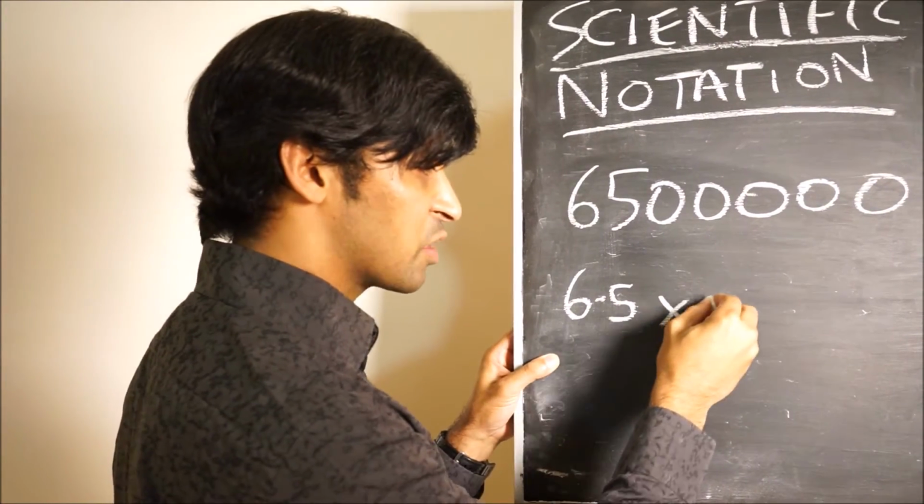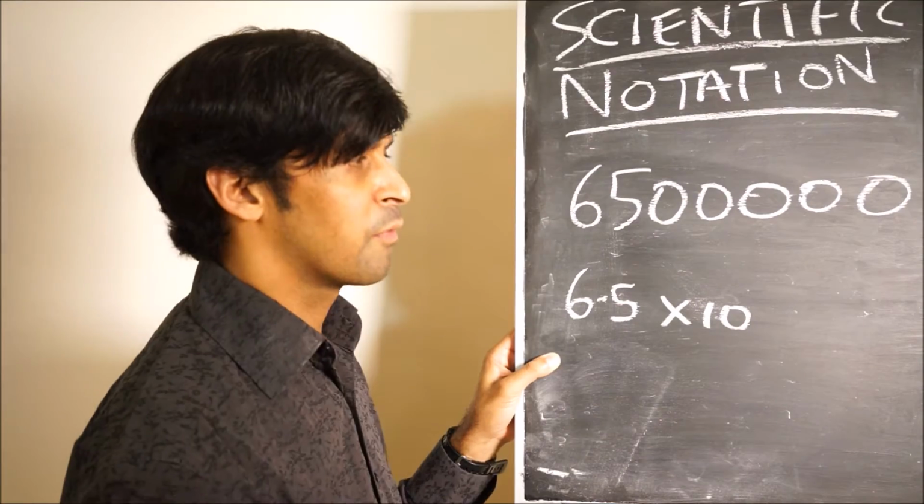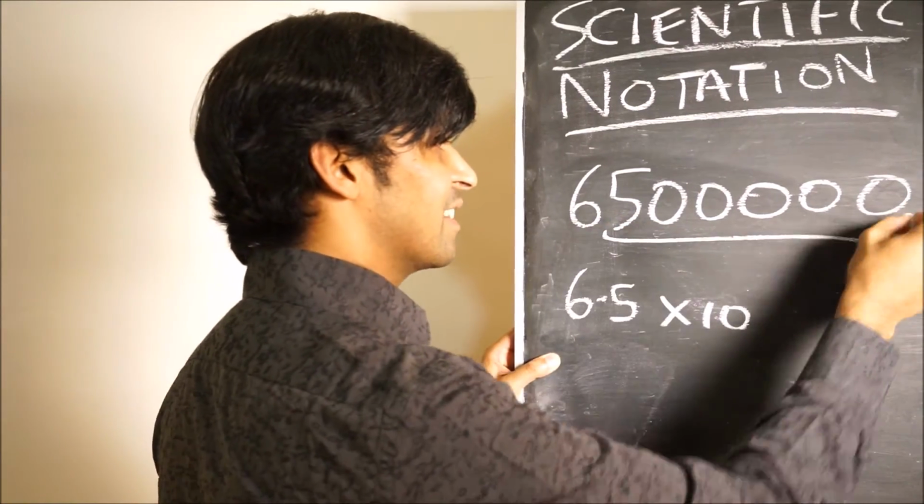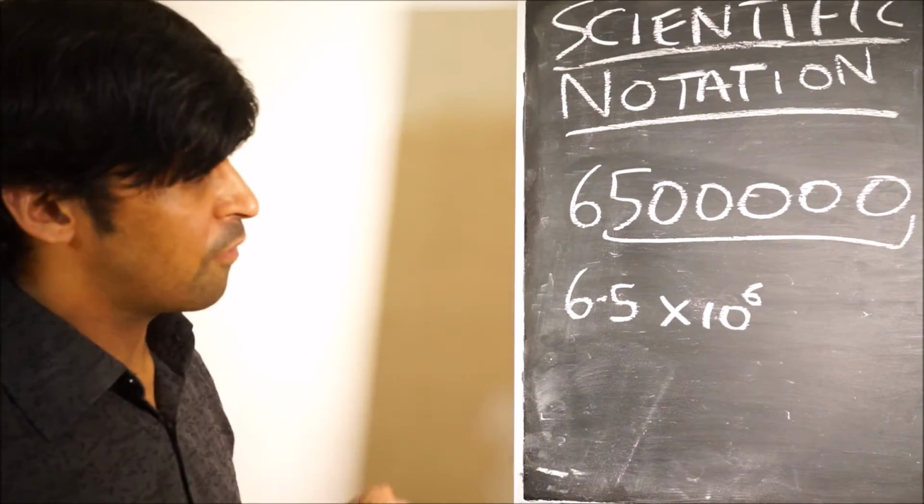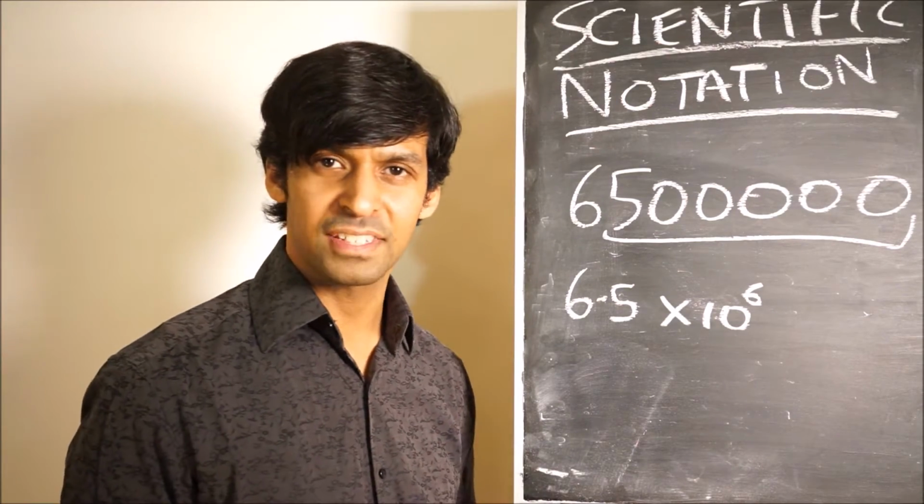And then we give it an exponent. And all we do for the exponent is we count these digits. And as I mentioned before, we've got 6 of them. So this becomes 6.5 times 10 to the power of 6.